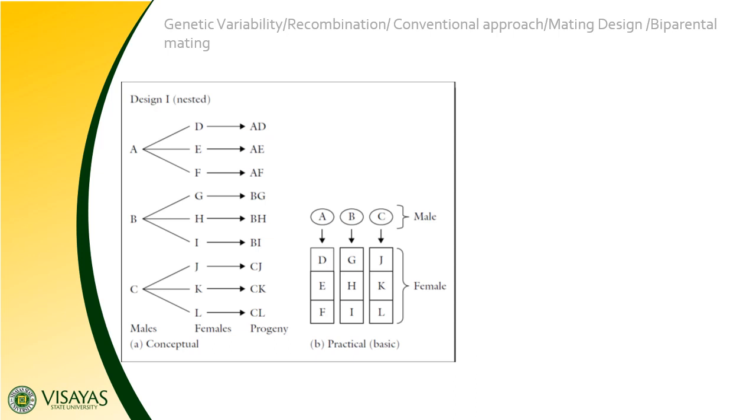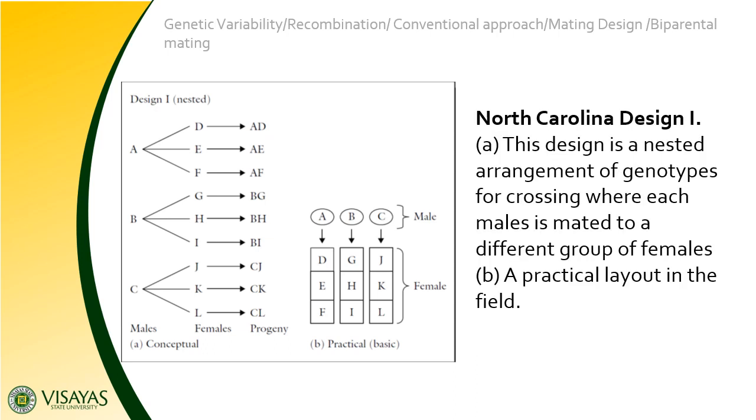So in here you have the first North Carolina design, or North Carolina design 1. This design is a nested arrangement of genotypes for crossing, where each male is mated to a different group of females. And in letter B, you have the practical layout in the field.